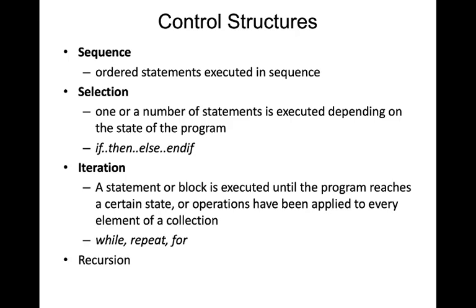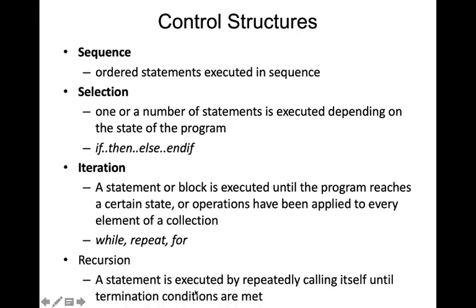Then the fourth one is recursion. I have not given it a bold letter to show that it can be considered part of iteration. Recursion is a statement that is executed by repeatedly calling itself until termination conditions are met. We will learn about recursive functions in C later. Considering structured programming, it mainly consists of these control structures: sequence, selection and iteration. These three are the important things in structured programming.